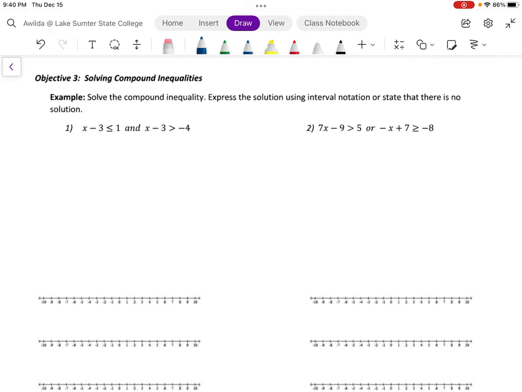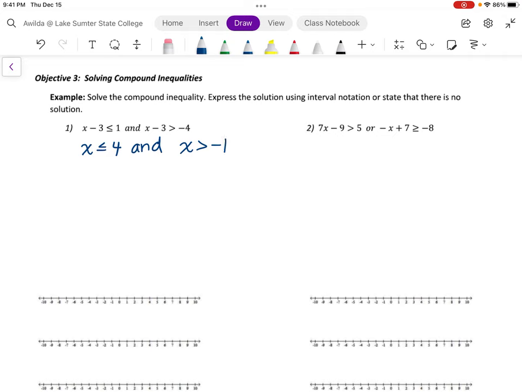First, by adding 3 to both sides of the first inequality, we get that x must be less than or equal to 4. And at the same time, by adding 3 to both sides of the second inequality, we get that x must be strictly greater than -1.